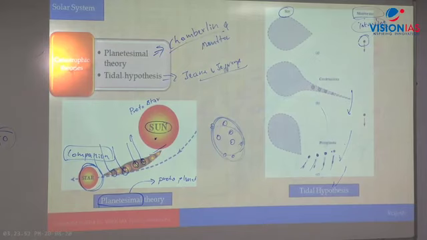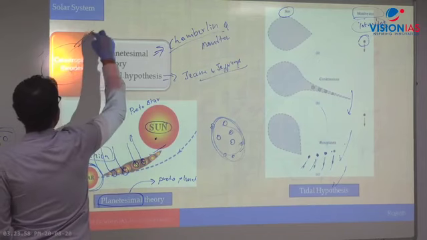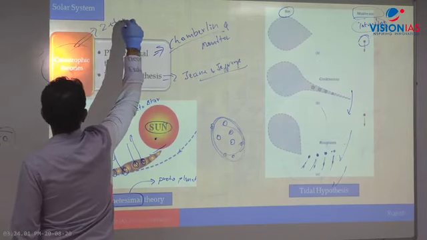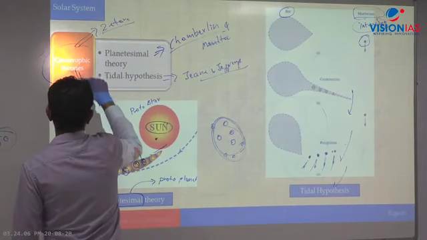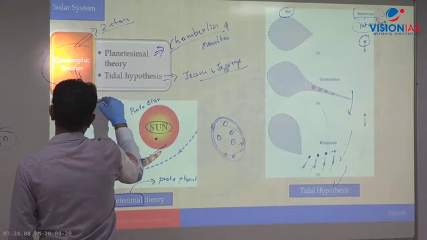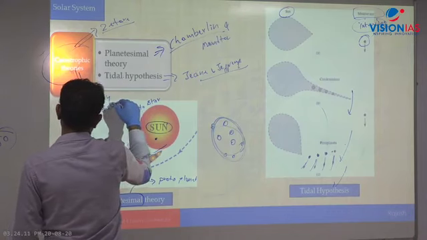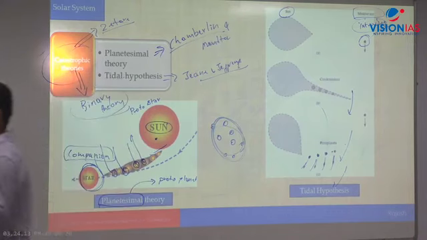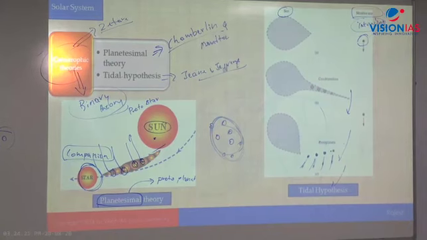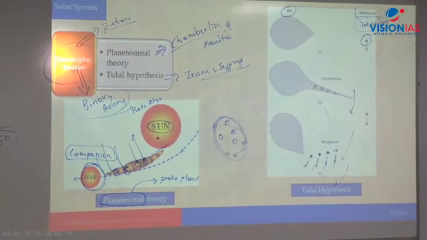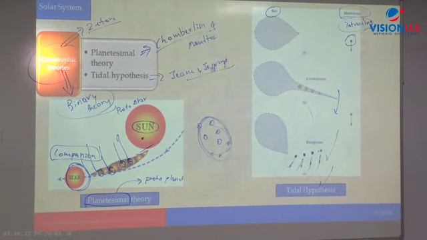Since the catastrophic theories use the presence of two stars, they say there were two stars existing earlier, that's why catastrophic theories are also called binary theory. Binary means presence of two stars. Fine?